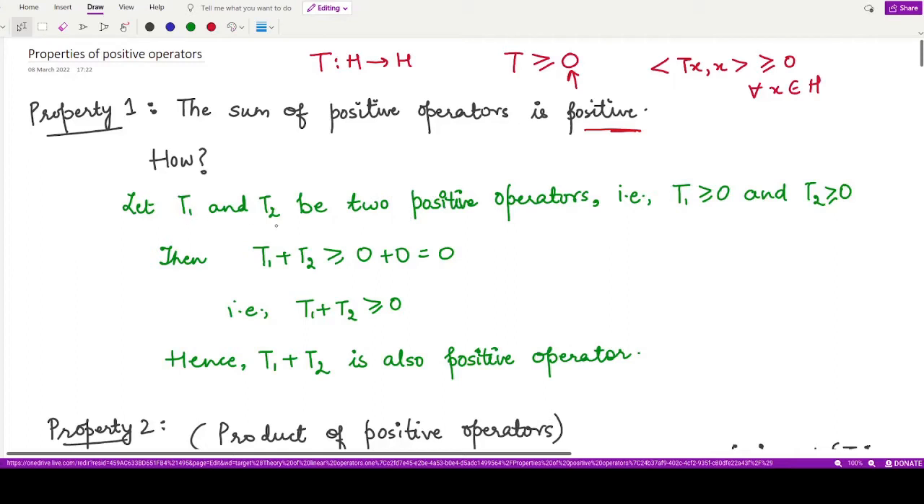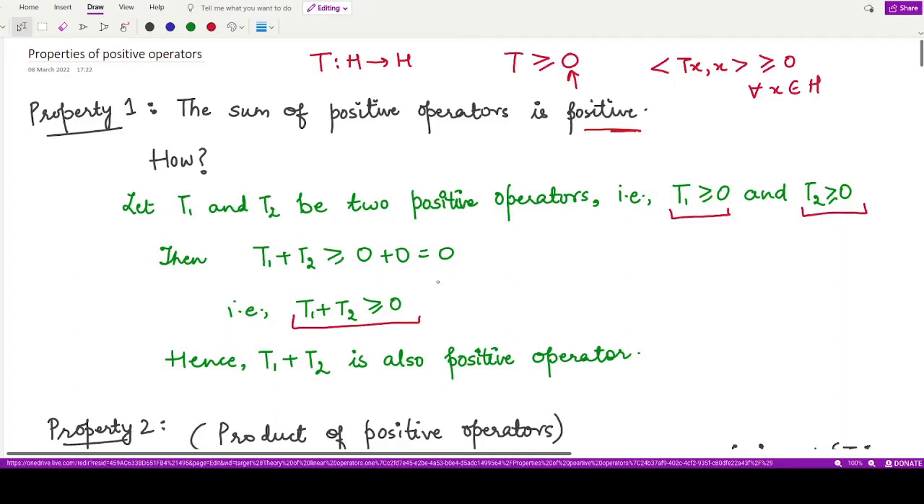If we consider T1 and T2 as two positive operators, then by the definition, T1 would be greater than or equal to the 0 operator and T2 would be greater than or equal to the 0 operator, right? So when you add both of these, what will you get? We may add both sides. On the left hand side, we have T1 plus T2. On the right hand side, it is 0 operator plus the 0 operator, which is obviously the 0 operator. So you have T1 plus T2 greater than or equal to the 0 operator. Therefore, from this expression, we can say the sum of two positive operators is also a positive operator.